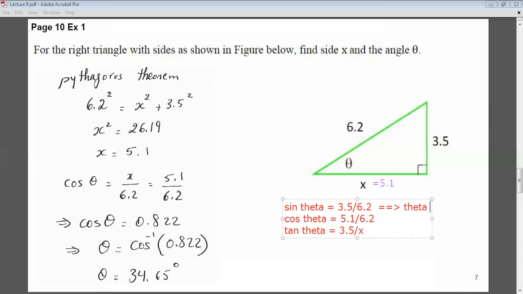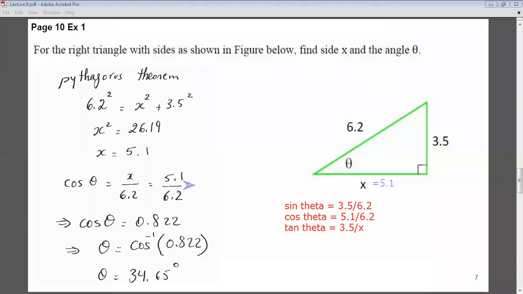theta equals sine inverse of this number. Sine inverse, it's difficult to put it here, but I put it here. So let's assume that here I use this one.